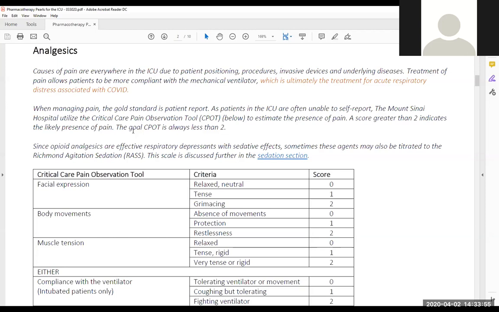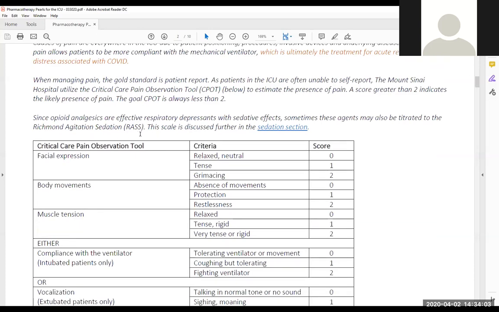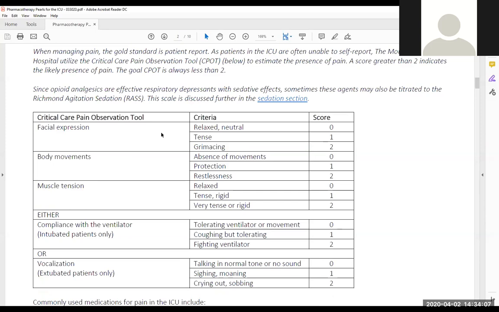So typically, how you probably see these agents ordered is according to something called a CPOT scale. And this is included here. I know this was circulated prior, so hopefully you've had a chance to look through it. This is a scale which measures the presence or absence of pain. Any score greater than 2 indicates the likelihood that there's pain present, and so analgesia should be started or titrated up.